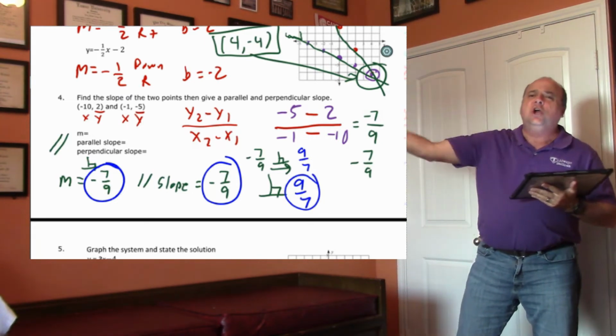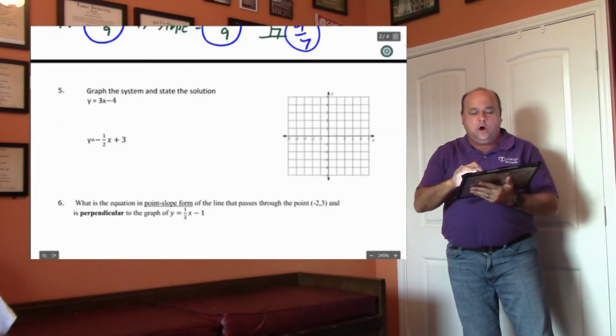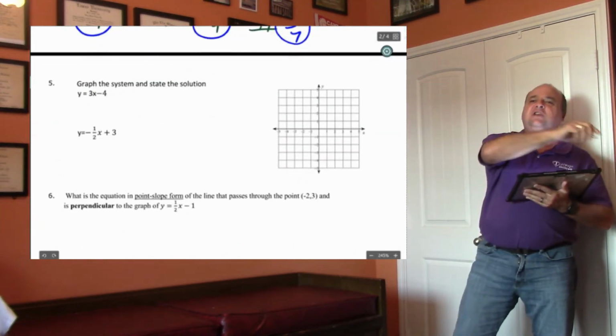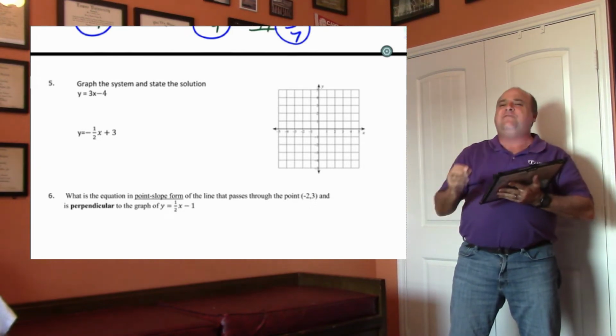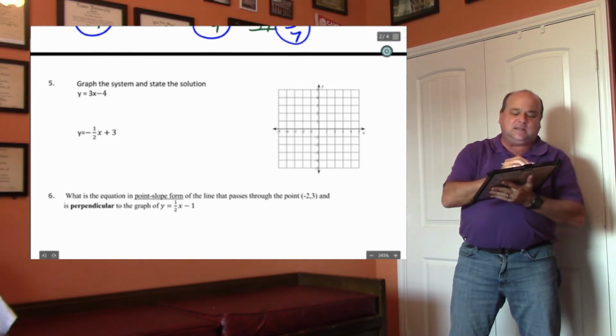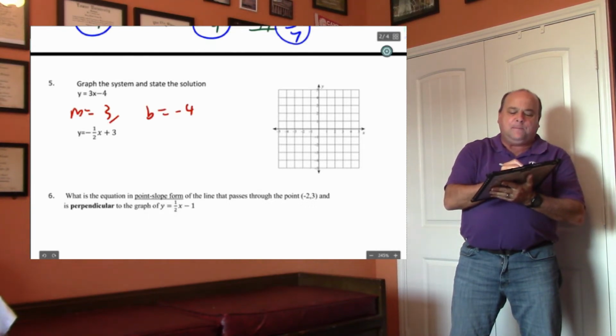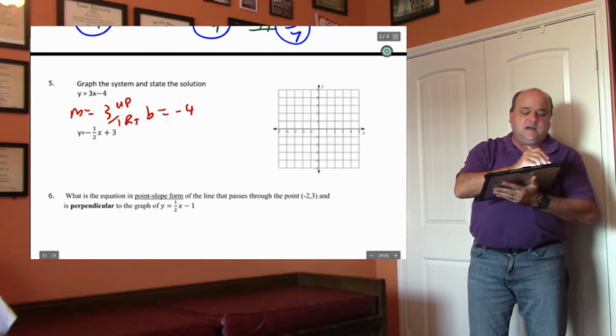Continuing on, turn the page. Let's graph this fun line. Remember, you're graphing a whole bunch of lines. This should be a piece of cake. Write down m equals 3, b equals negative 4. My slope is really 3 over 1. That means I'm going to go up 3, right 1. But I'm going to start off at negative 4.